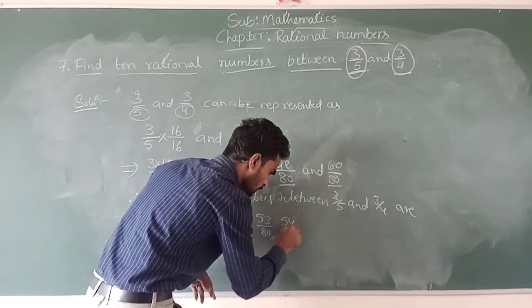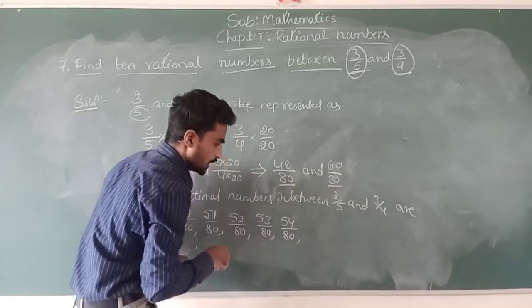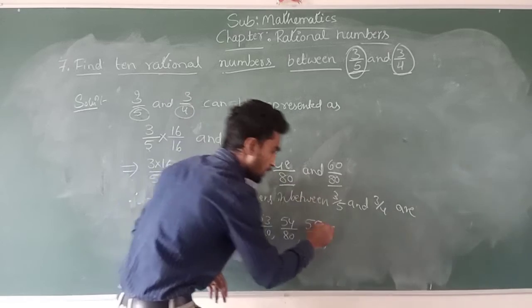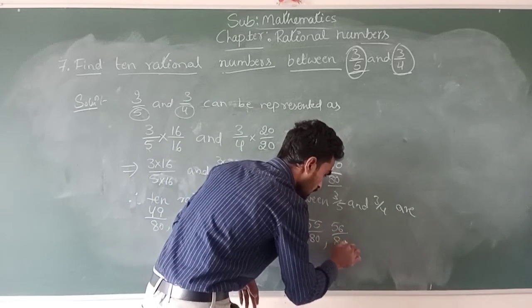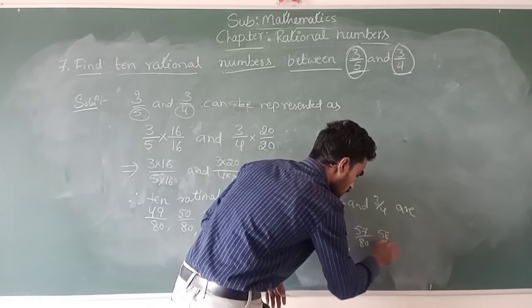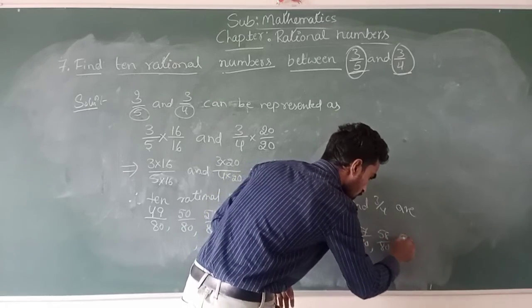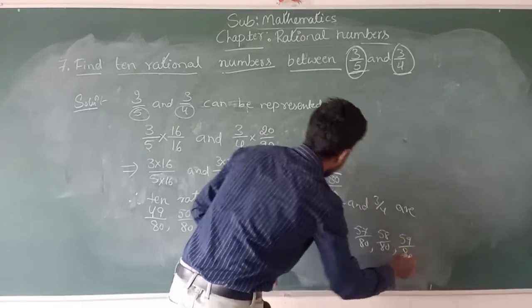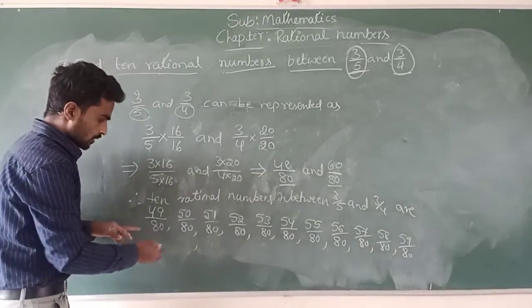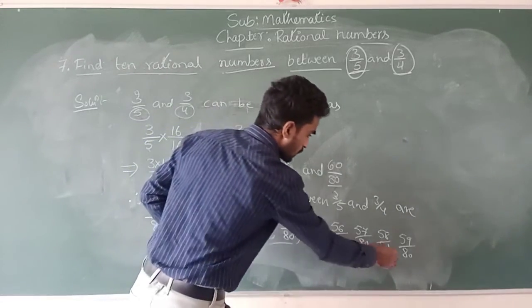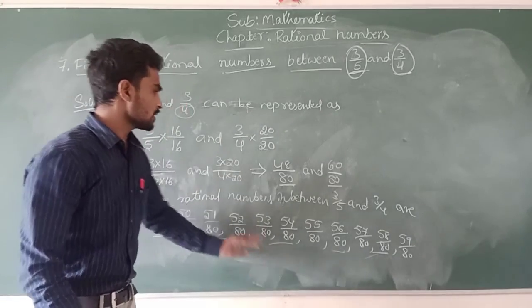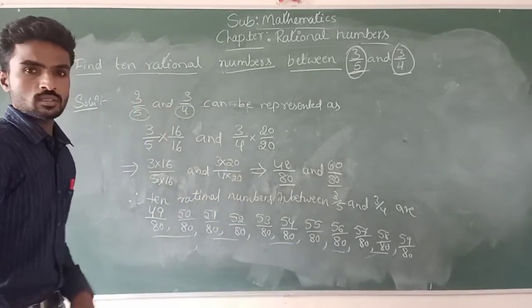After 53, 54 is there. 54 divided by 80. After 54, 55 is there. 55 divided by 80. After 55, 56 divided by 80. Next number is 57 divided by 80. Next 58 divided by 80. Next number 59 divided by 80. After that 60 divided by 80 is already given. Now count: 1, 2, 3, 4, 5, 6, 7, 8, 9, 10. Already 10 rational numbers we can write in between these two rational numbers.